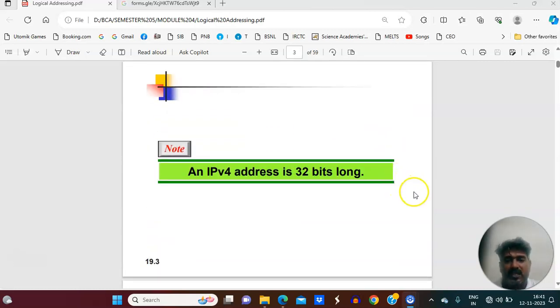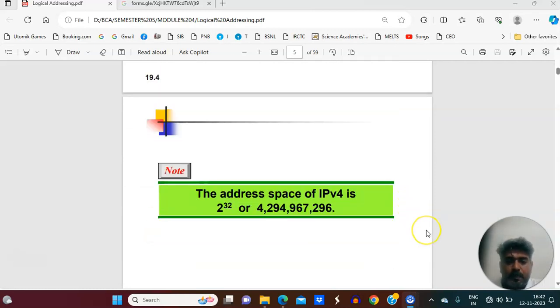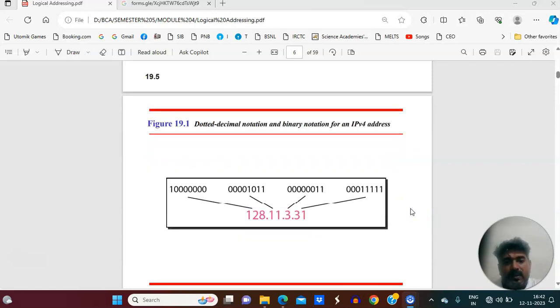An IPv4 address is 32 bits long. They are unique and universal, which means no two participating systems will have the same IP address at the same point of time. The address space of IPv4 is 2 raised to 32. They are normally represented using a special notation called dotted decimal notation. As you can see in this example, the 32 bits are grouped into 4 bytes and the equivalent decimal numbers of the 4 bytes are substituted, which are then separated by dots.